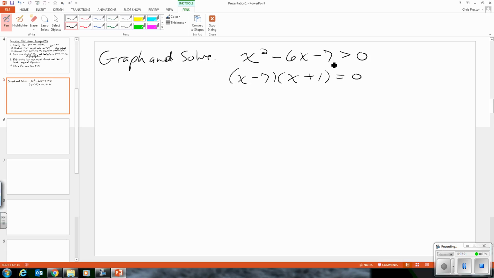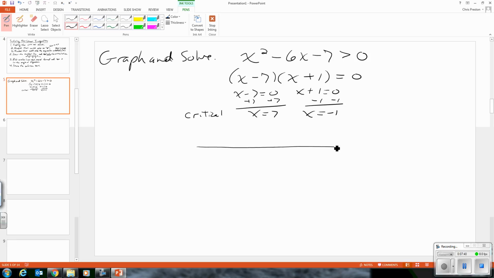And I'm just going to say this is equal. I'm not actually solving this inequality. What I'm doing is finding the critical values. x minus 7 equal to 0, x plus 1 equal to 0. So add 7, x could equal 7, subtract 1, x could equal negative 1. These are my critical values. So that's the first step. Second step, I draw myself the number line. I label these numbers, negative 1 and 7.